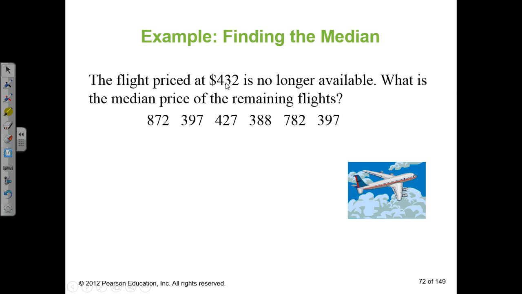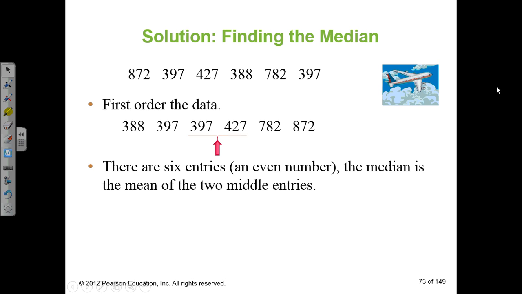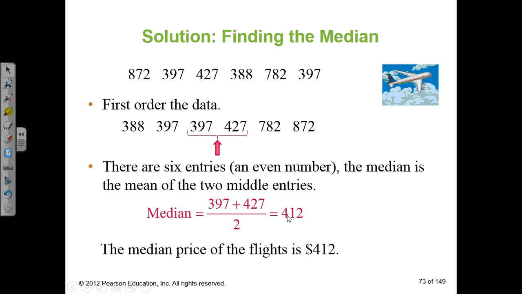Suppose we take one of the fares away. Now we only have 6, which is an even number. We order the data set again. Now we have 2 middle numbers. We're going to add these 2 numbers together, divide by 2, and that will give us the median. So the median is 412, which is a value such that half of these numbers are smaller than 412 and half of these numbers are larger than 412. So the median price of a flight is $412.